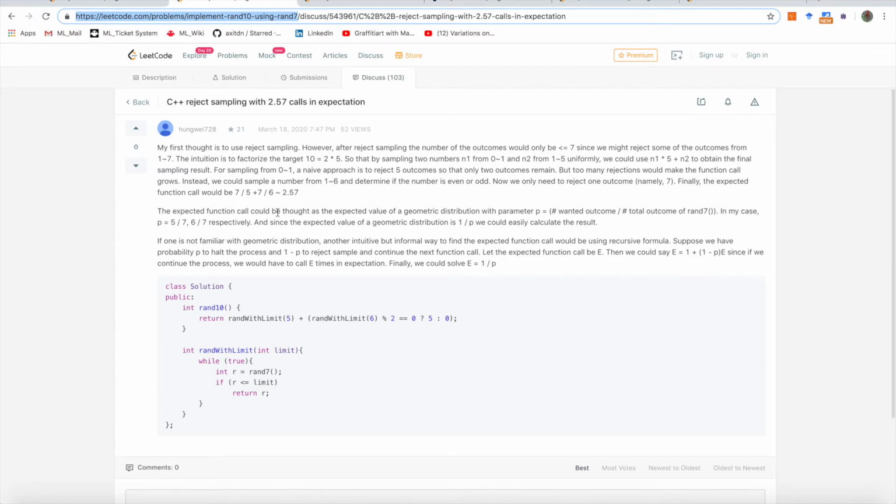And here we have also a submission where we nicely get an explanation of it. Let's go through that one. So the first thought is to use reject sampling. After reject sampling, the number of outcomes would only be smaller than 7.